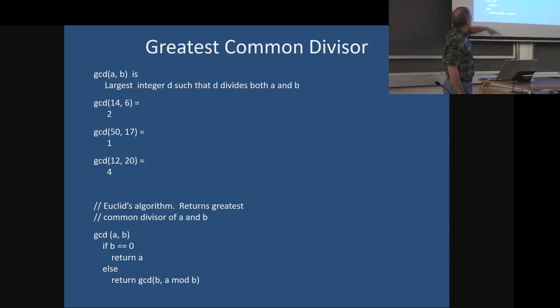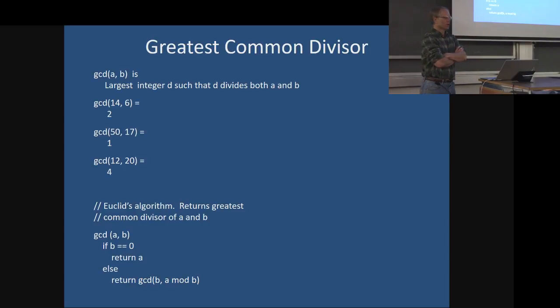You take the GCD of A and B. If B is 0, you return A. Otherwise, you return the GCD of B and A mod B. So it is recursive. What else do you notice about it? Can you characterize it? The type of recursion?